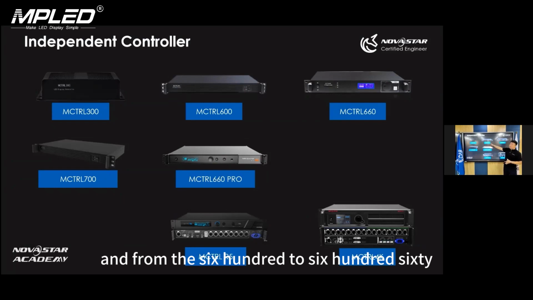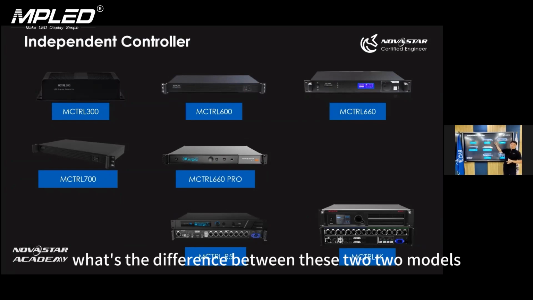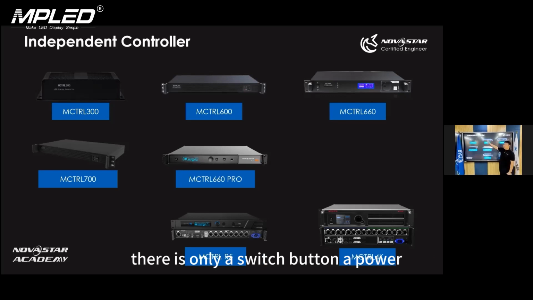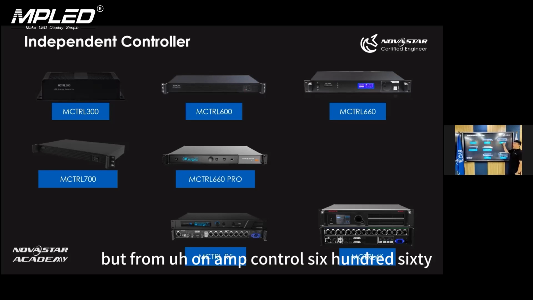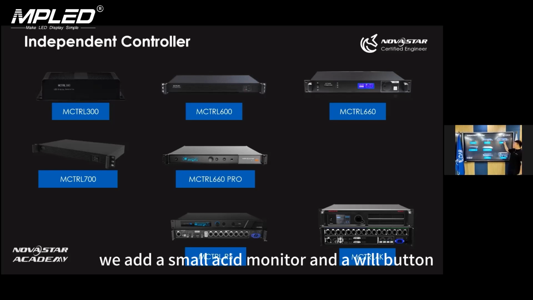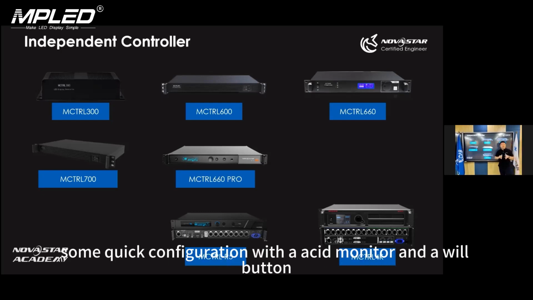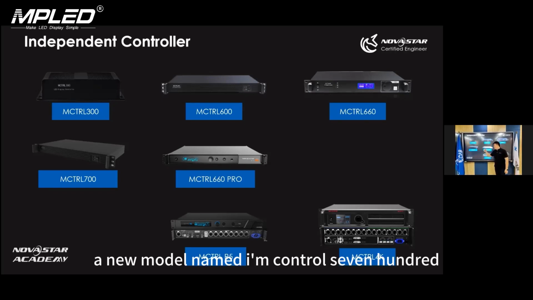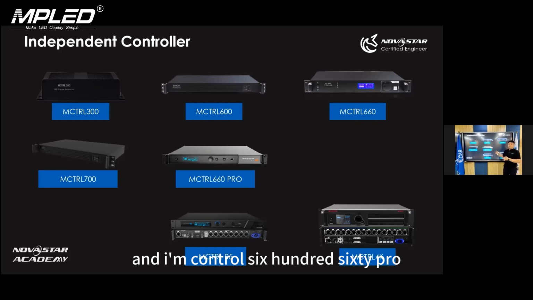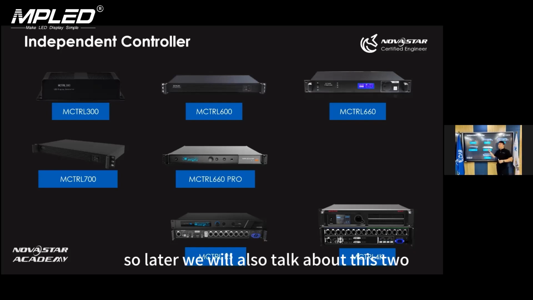And from the 600 to 660, what's the difference between these two models? From the panel, as we can see here, there is only a switch button, power on, power off, right? But on the M Control 660, we added a small LCD monitor and a wheel button. So we can realize some quick configuration with the LCD monitor and the wheel button. And we also released new models named the M Control 700 and M Control 660 Pro. So later we will also talk about these two.